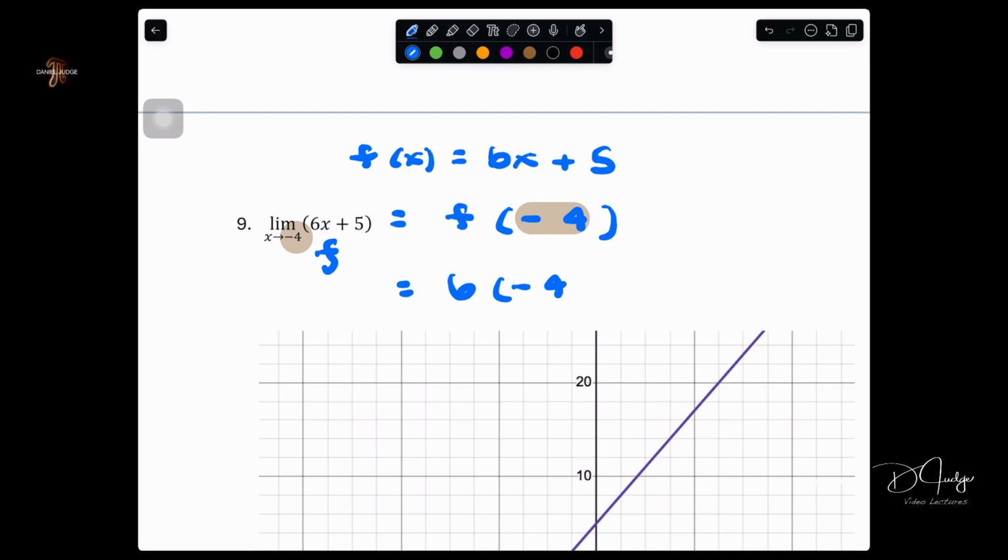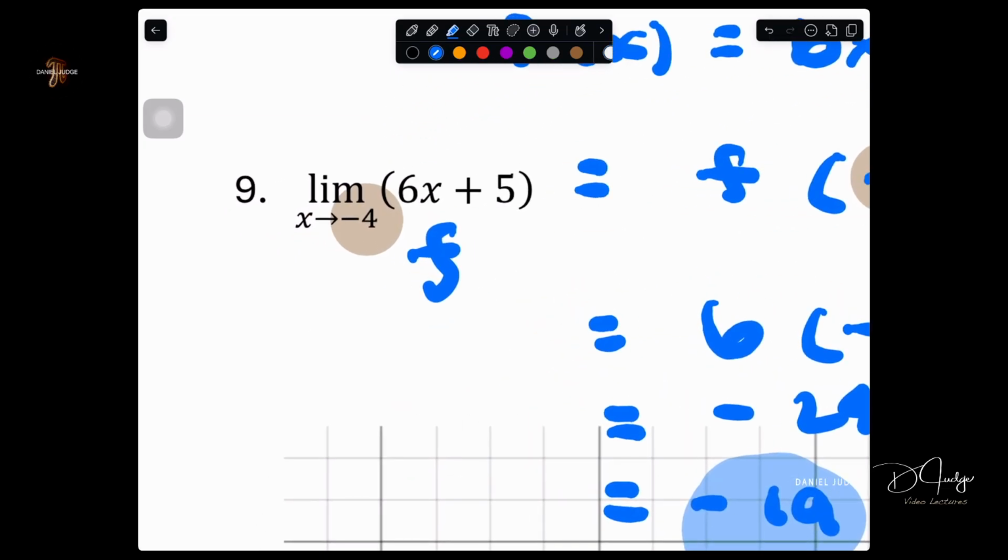6 times -4 plus 5, which will give you -24 plus 5. And then that equals -19. So, ladies and gentlemen, the limit is -19 as x goes to -4.